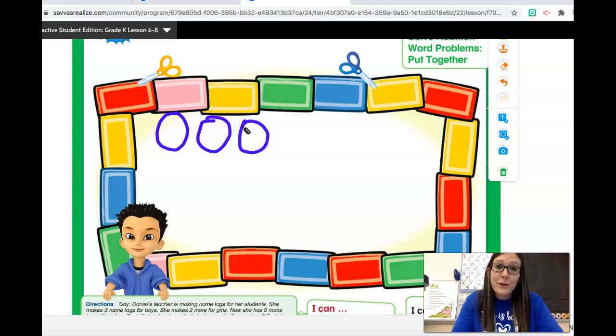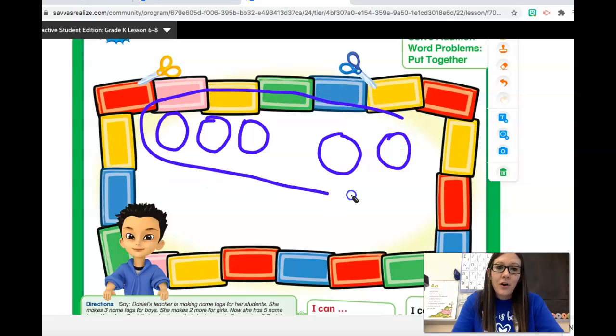So I drew 3 counters. These 3 counters represent the 3 name tags she made for the boys. She makes 2 more for the girls. 1, 2. These 2 counters represent the 2 name tags she made for the girls. If she counts all of them, she can see that she has 1, 2, 3, 4, 5. She made 5 in all.